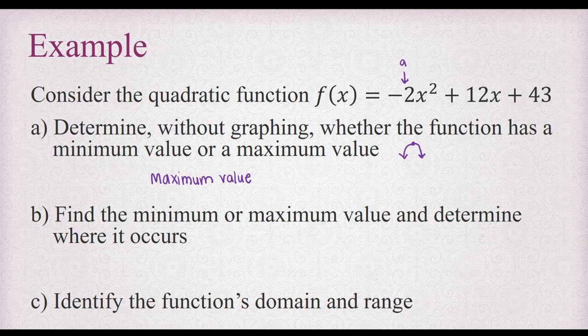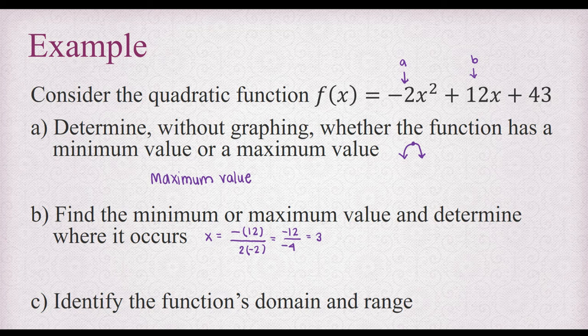So once again, I need to have that x equals negative b over 2a. So it looks like our b value is 12, our a value is negative 2. So we're going to have x equals negative, and then 12 in parentheses, divided by 2 times negative 2. So we'll then have negative 12 divided by negative 4. So it looks like positive 3 is where this maximum is going to be happening.